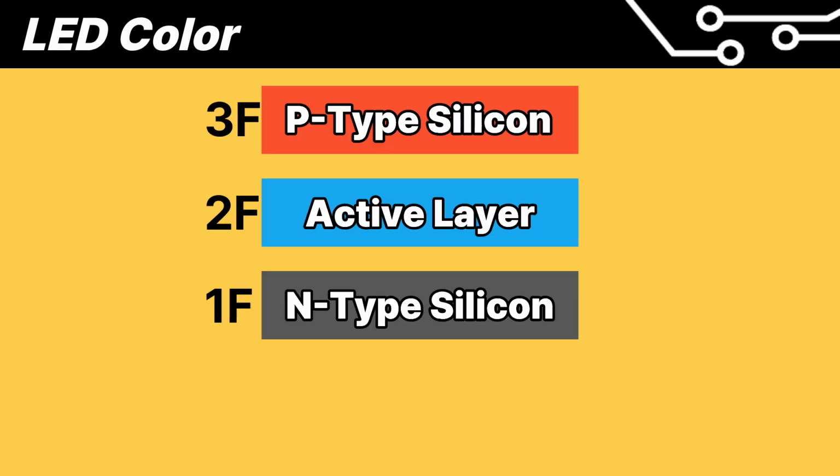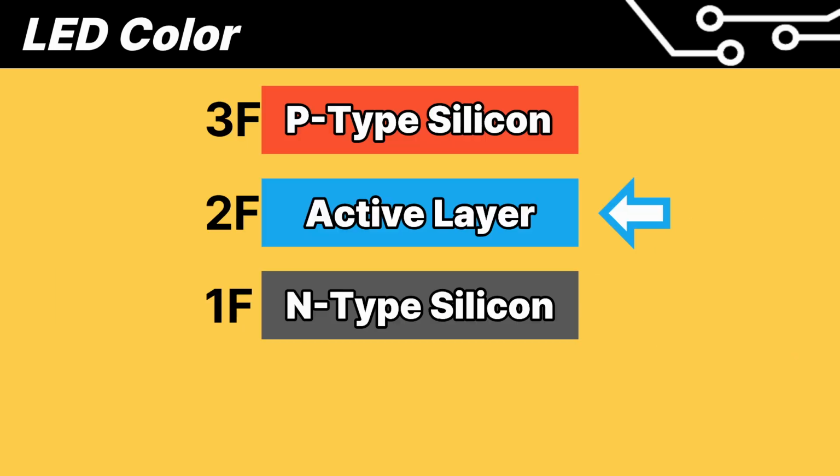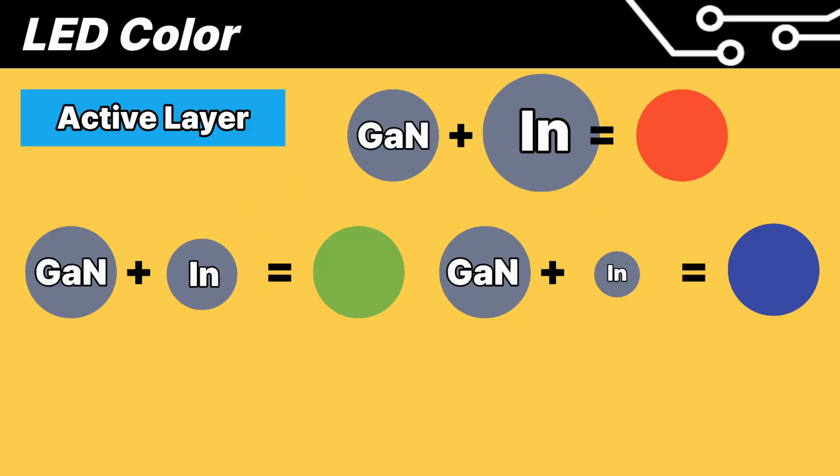Next, let's look at the modern process currently in use. When making the N-type semiconductor, gallium nitride and silicon gas are mixed. Next is the active layer. For blue, a small amount of indium is added to gallium nitride. For green, a large amount of indium is added to gallium nitride.